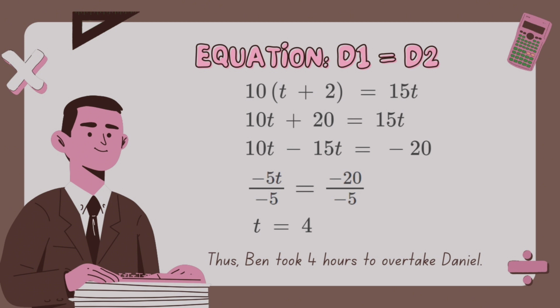Then, we simplify the equation. So, 10t minus 15t is negative 5t, equals negative 20. Then, to get t, we divide both sides by negative 5. Then, we cancel out the negative 5 and divide negative 20 by negative 5. So, t equals 4. Thus, Ben will overtake Daniel after 4 hours.